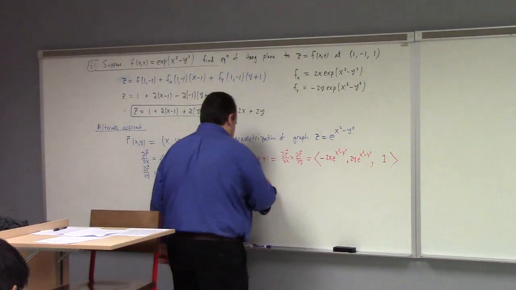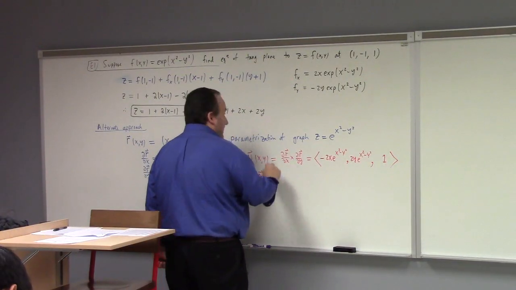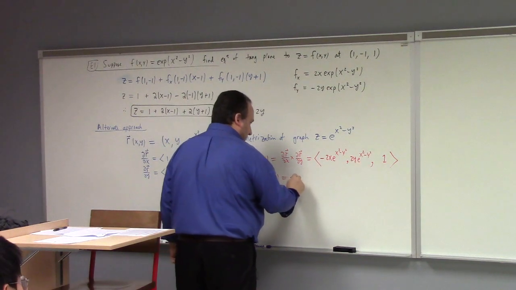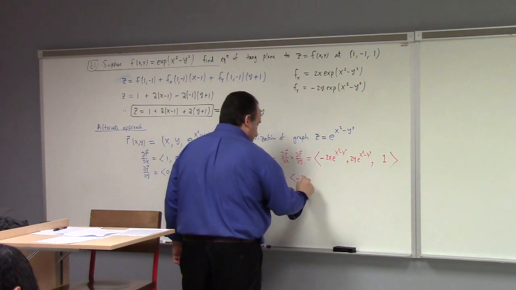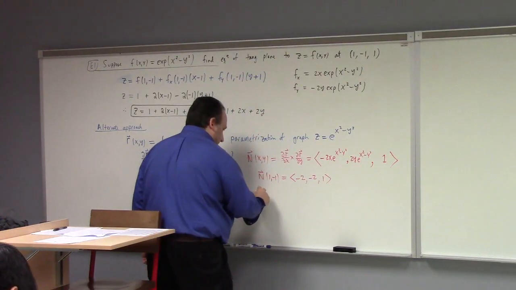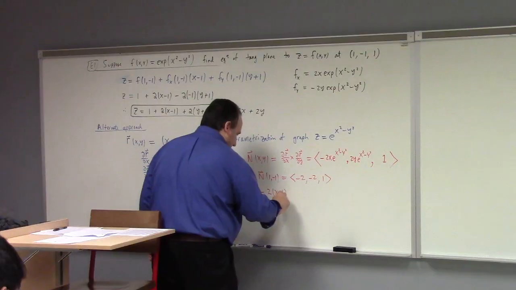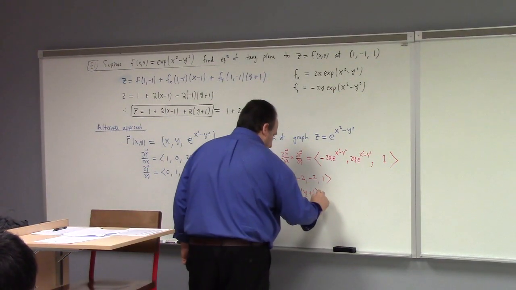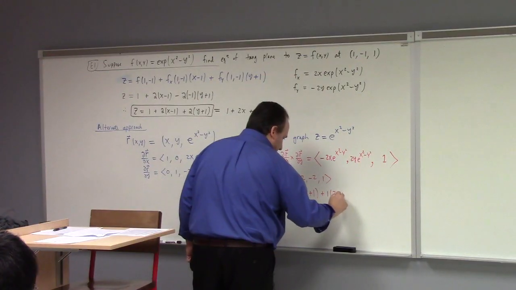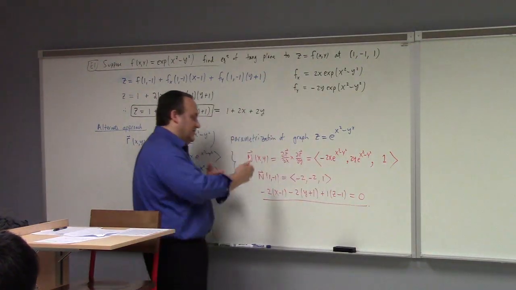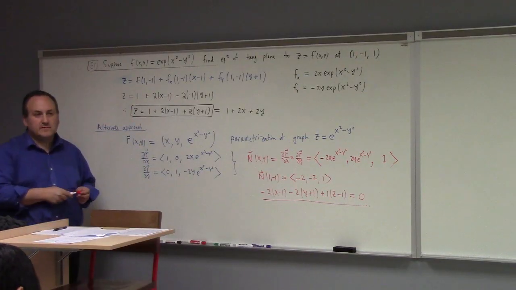And so then the normal vector at the point we're interested in, which was (1, -1), would be (-2, 1). So therefore, your equation is -2 times (x - 1), -2 times (y + 1), plus 1 times (z - 1) equals 0. And there you go. That's the equation of the tangent plane. And you can work that out. It's the same equation. Yes, sir?